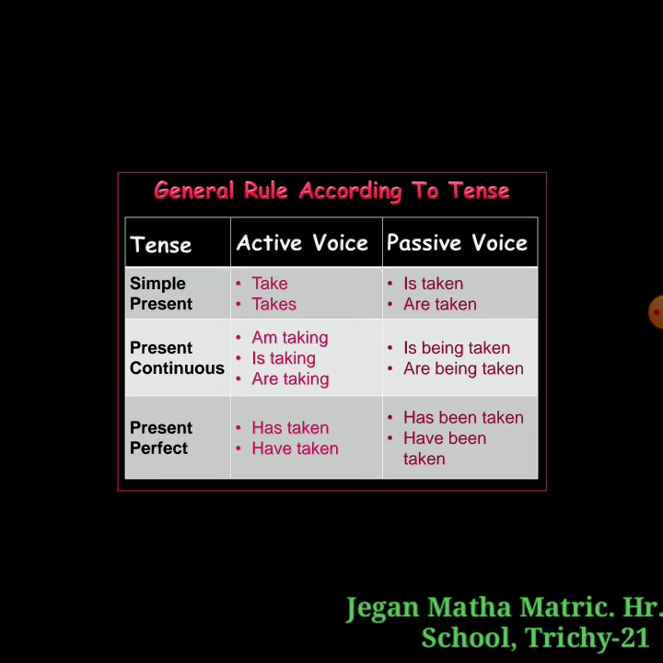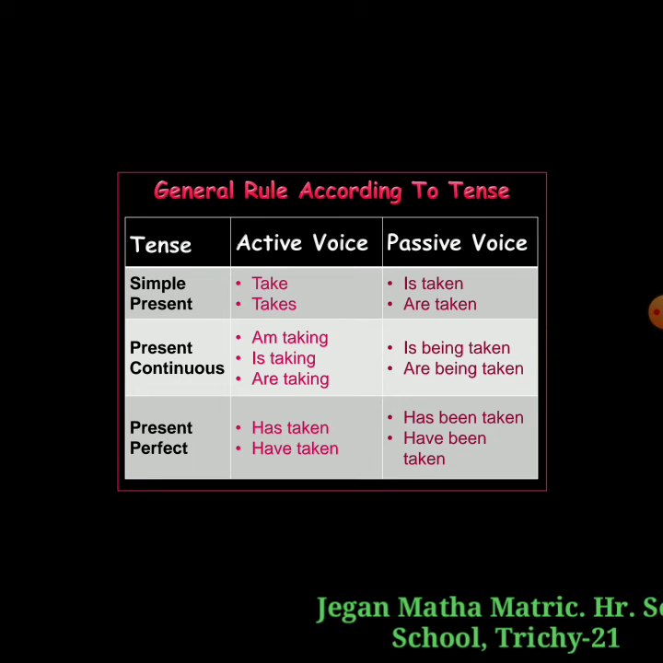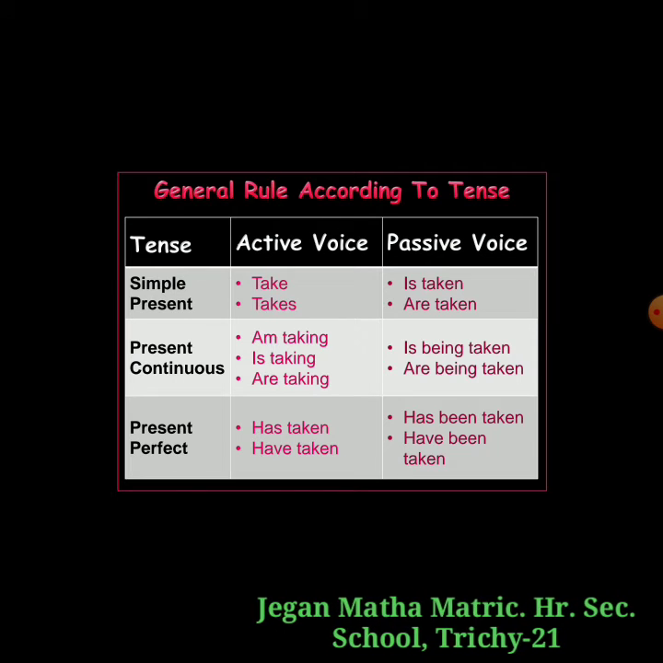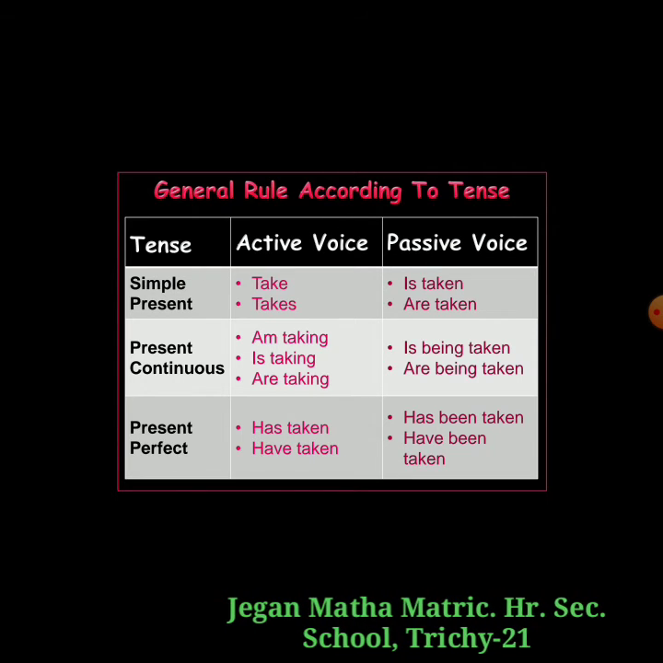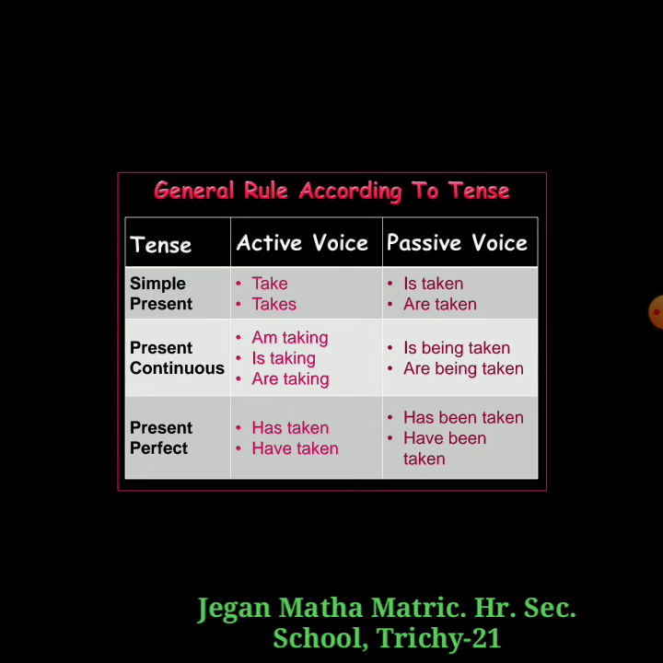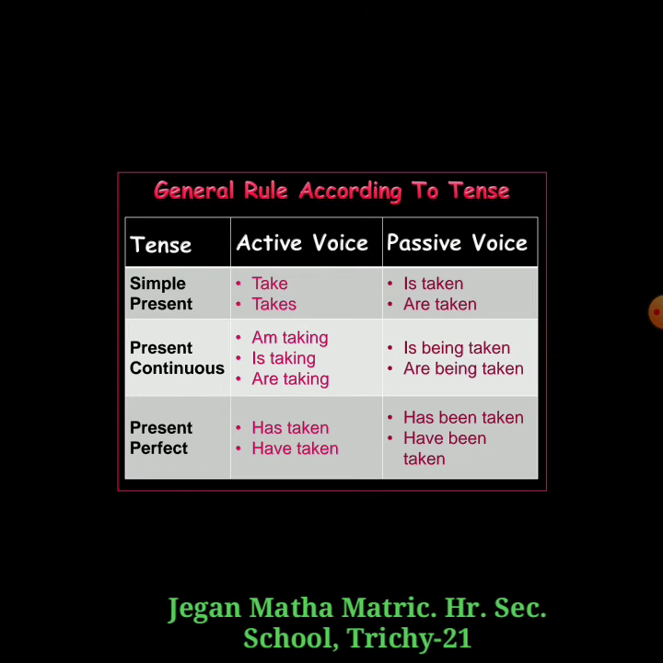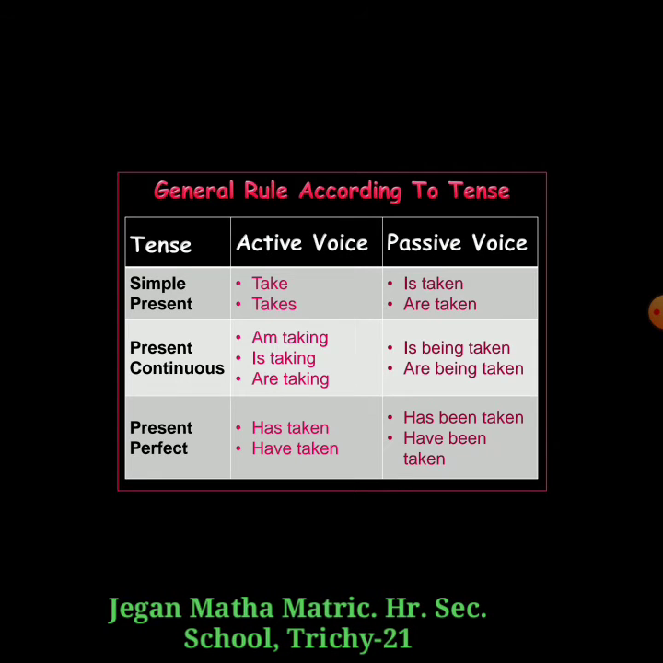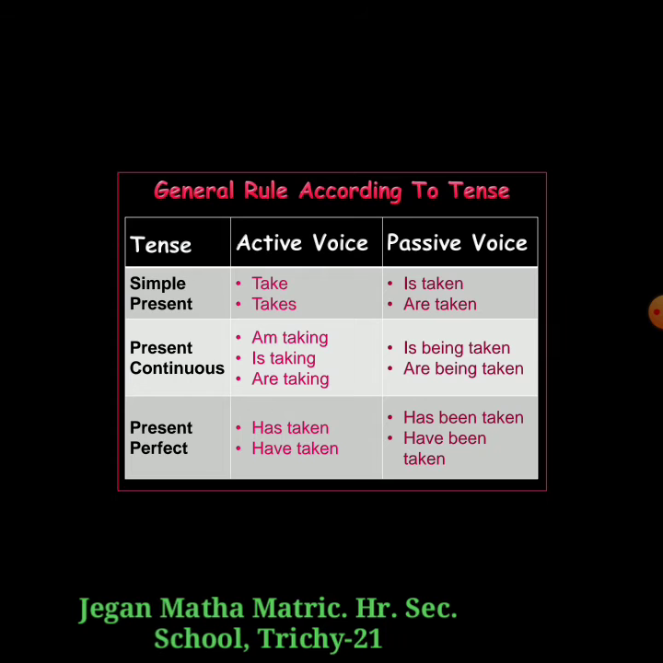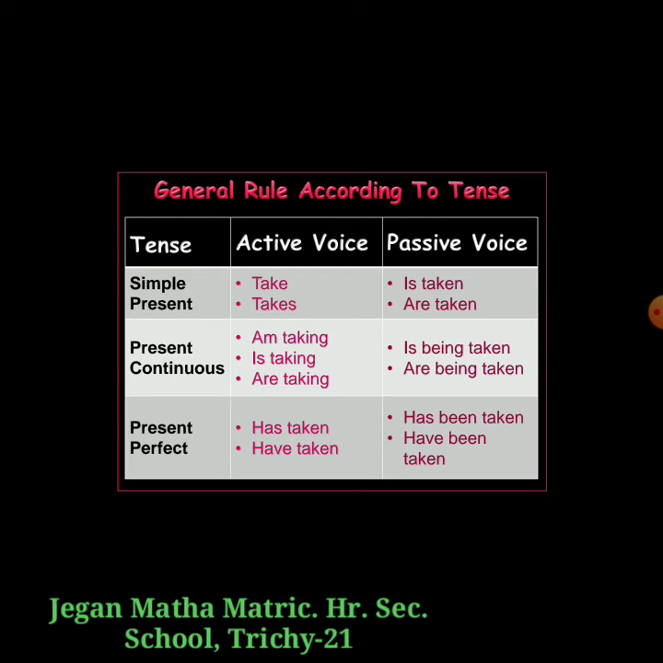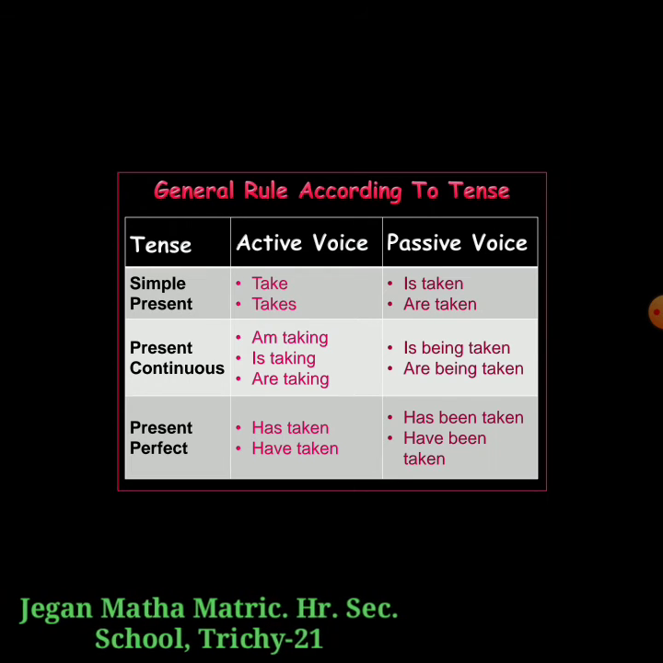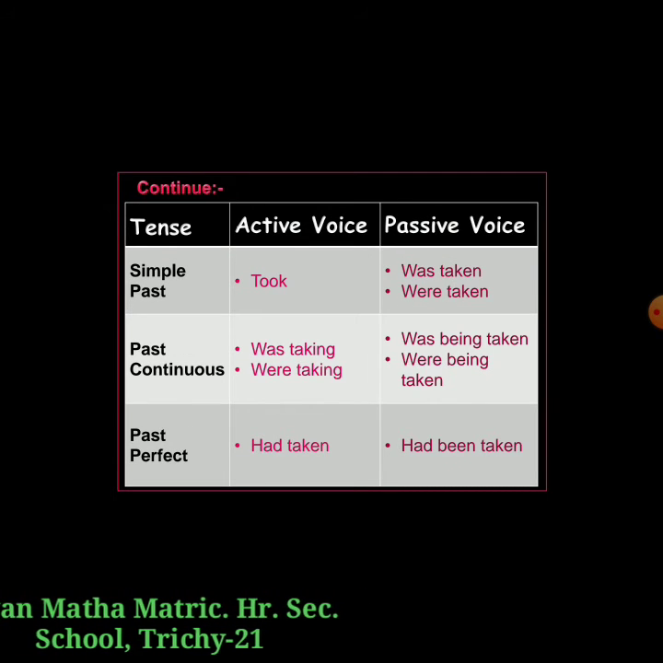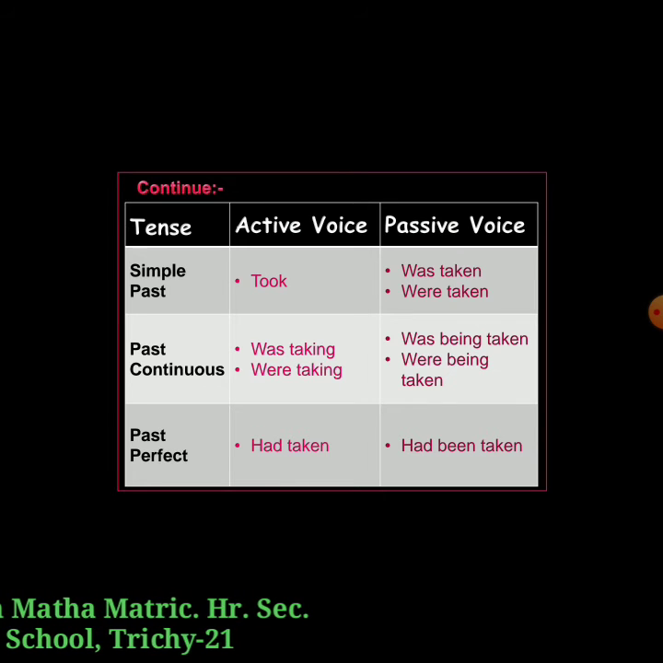Okay. Next, present perfect: has taken, have taken. We already know the difference. Has refers to the third person singular, and have belongs to the first and second person, and when the subject is plural we can use have. Passive voice: has been taken, have been taken. We can use that from active to passive. Tense simple past, active voice took, passive voice was taken, were taken.